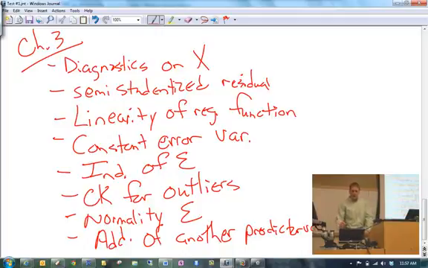Now, on a number of these, the three that I checked here, we spent a lot of time talking about, once you've found a problem, how do you solve the problem? So please make sure that you understand, if I have non-constant error variance, how can I potentially solve the problem? There's a variety of ways in this case that you could.